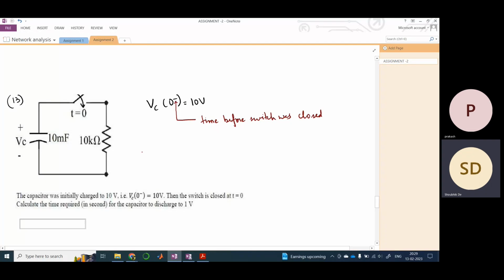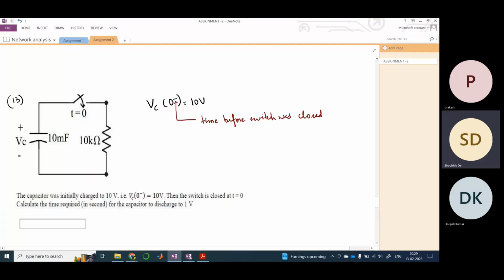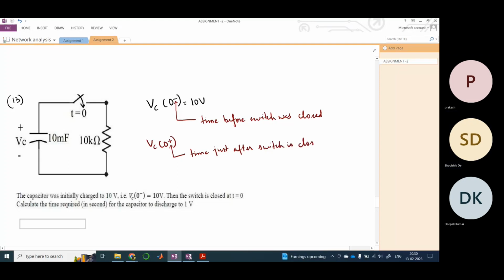And if I write Vc0 plus, it represents the time just after the switch is closed. So basically here this plus would represent the time just after the switch is closed. So these are the basic representations.